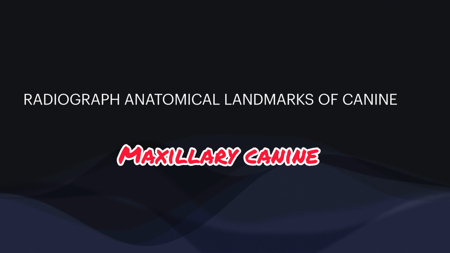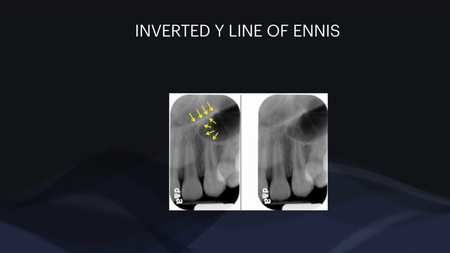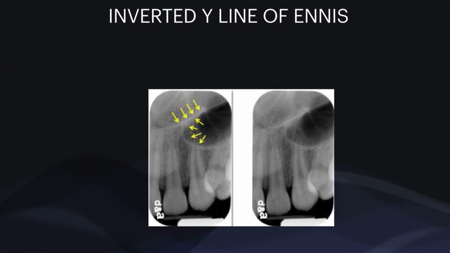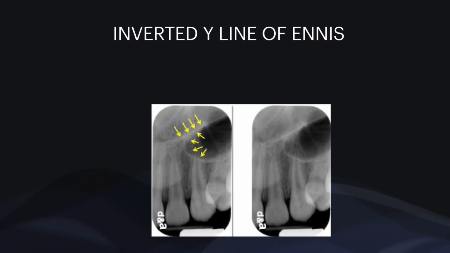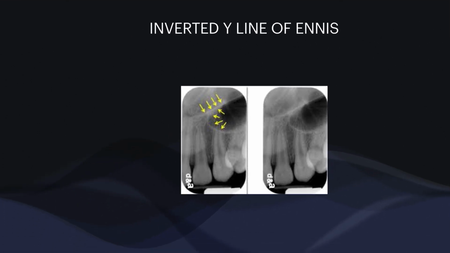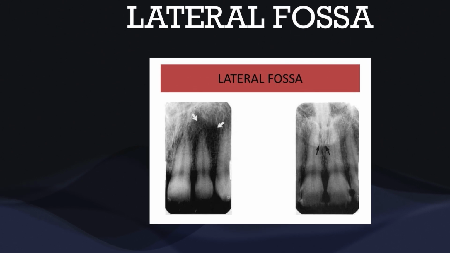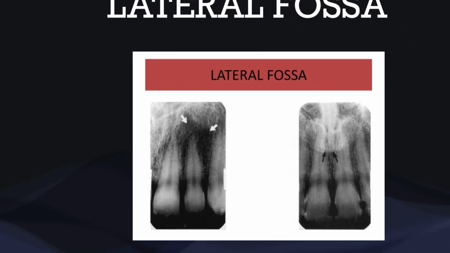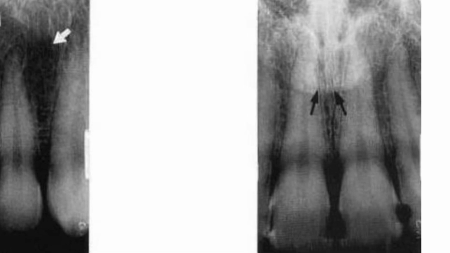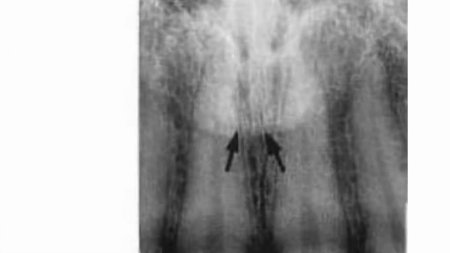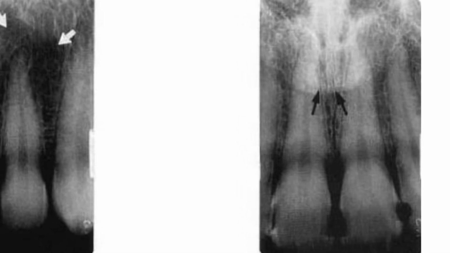Canine. Inverted Y of Ennis. In the periapical region of the maxillary canine, radiographically, the lateral wall of the nasal fossa and the anterior border of the maxillary sinus form an inverted Y, which is termed the inverted Y of Ennis. Lateral fossa or incisive fossa. It is translucent on the periapical projection. Nose. Soft tissue of the tip of the nose is seen in the projection of the maxillary central and lateral incisors. The image has a uniform, slightly opaque appearance with a sharp border.